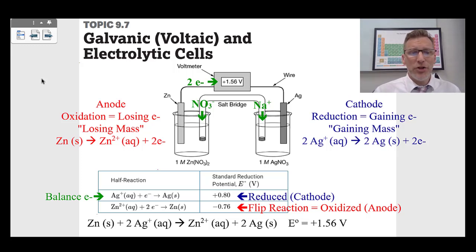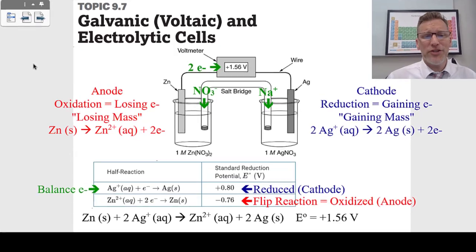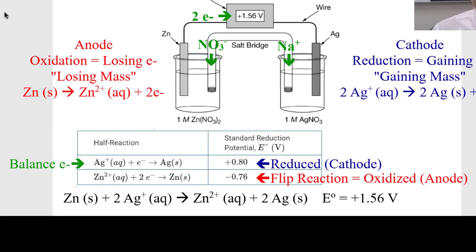Voltaic cells, you can take a look. You take a look at your half reactions. You're going to flip the most negative reaction, which means we're going to flip the zinc reaction. The flipped reaction is going to be the oxidized reaction. That's going to happen at the anode. The reaction that you don't flip is reduced. That's going to be at the cathode.